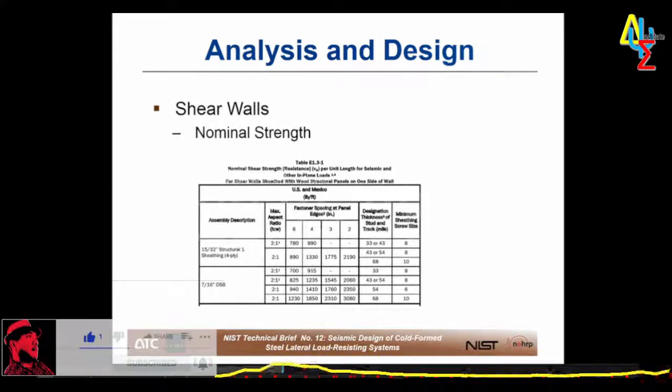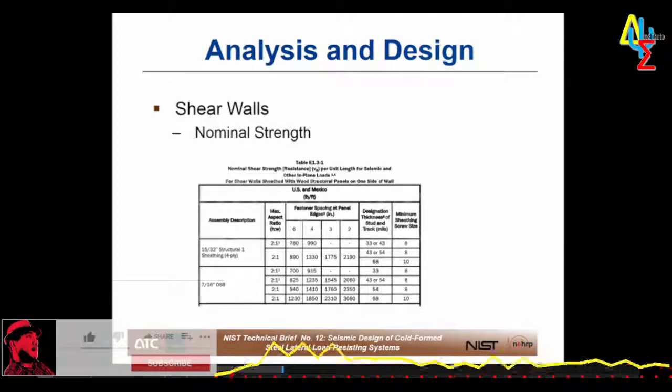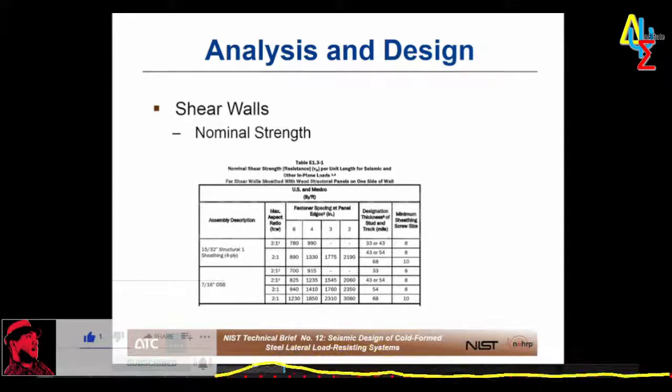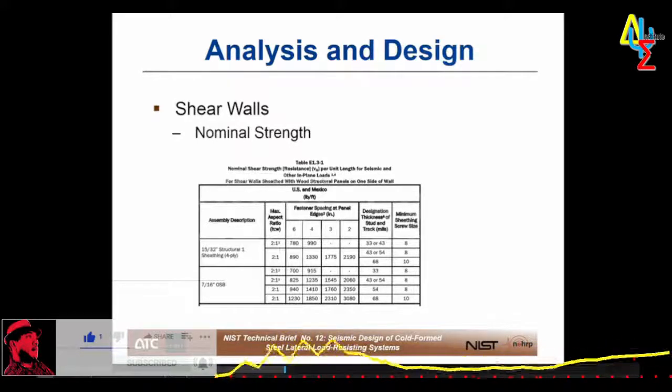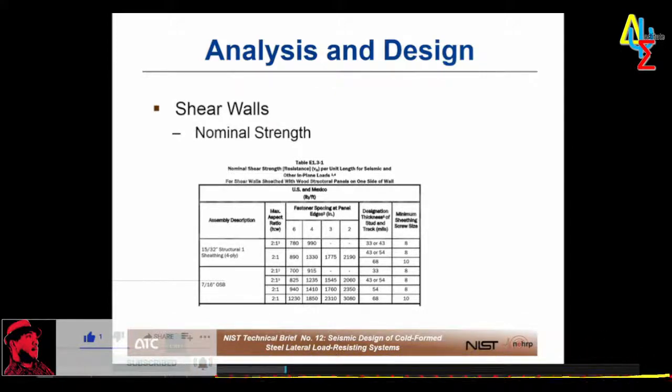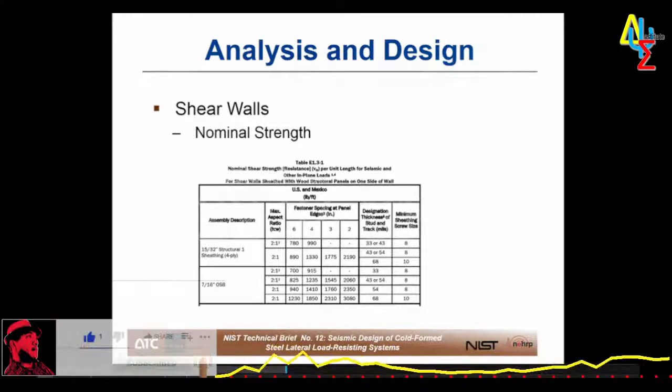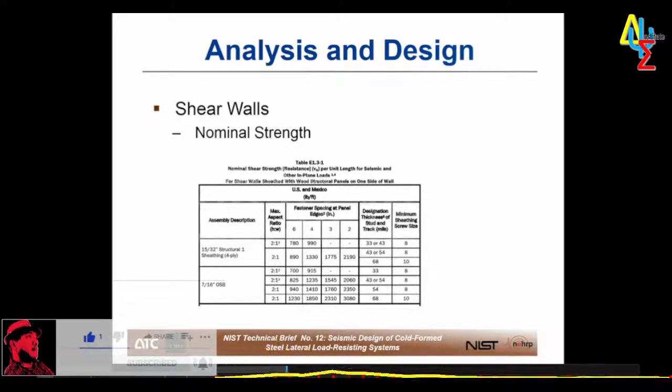So the nominal strength for wood structural panel, sheet steel, gypsum board, and fiberboard shear panels are tabulated in S400, and they're generally tabulated for a variety of panel types, like you see on the screen there, 15/32 or 7/16 OSB, for example. There's also a variety of framing thickness. You see that in the designation thickness column there, and fastener configuration. So, basically your edge fastener spacing. S400 also includes provisions for both type 1 and type 2 shear walls.